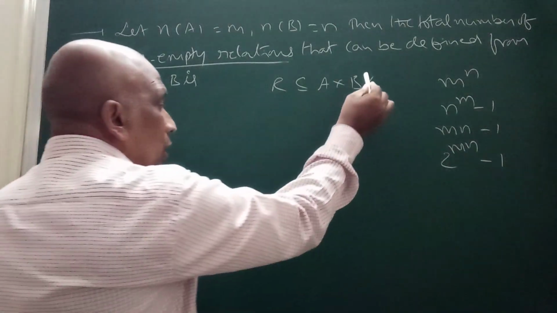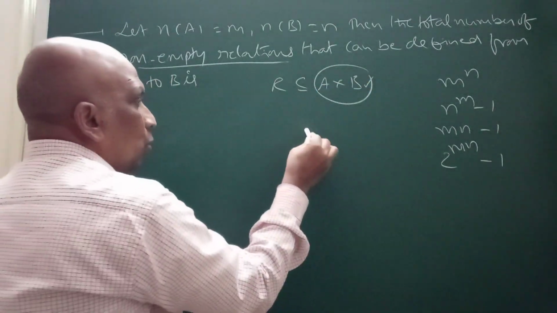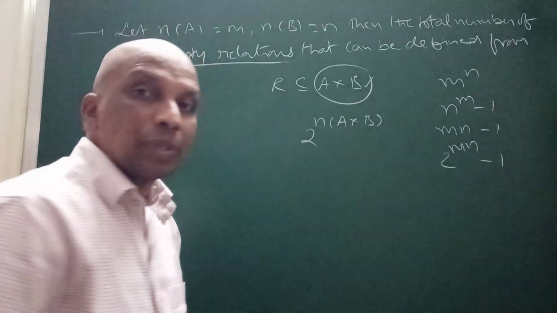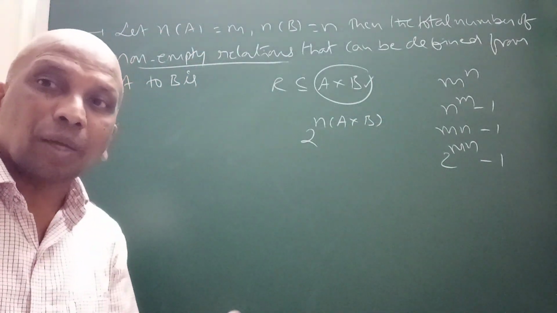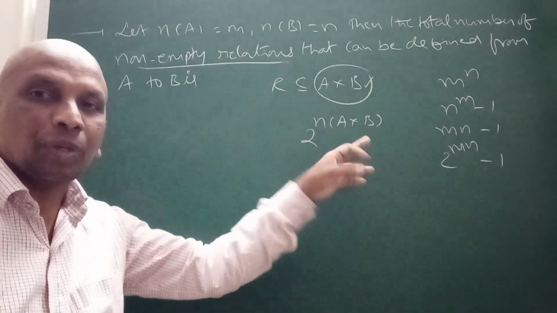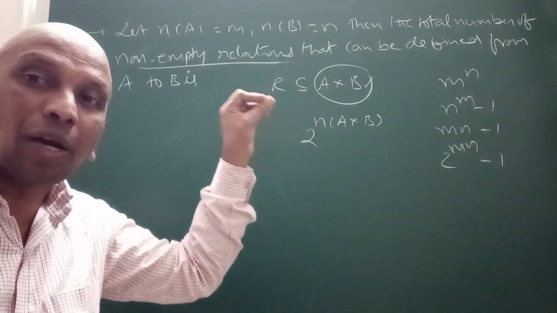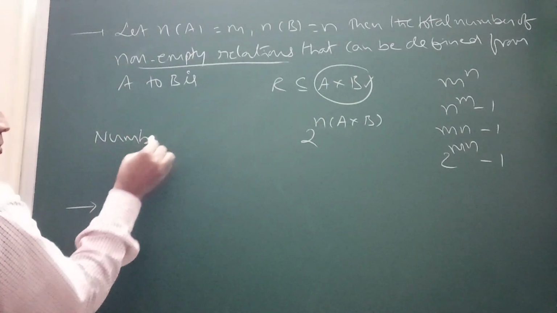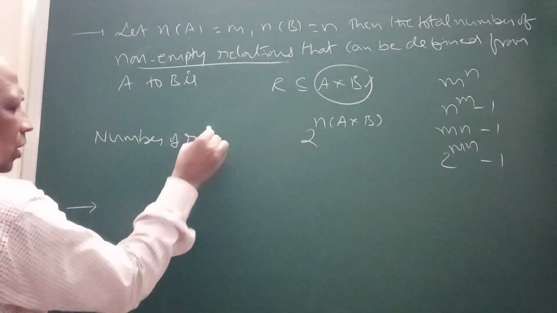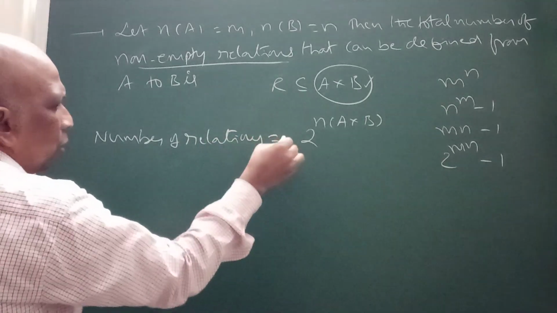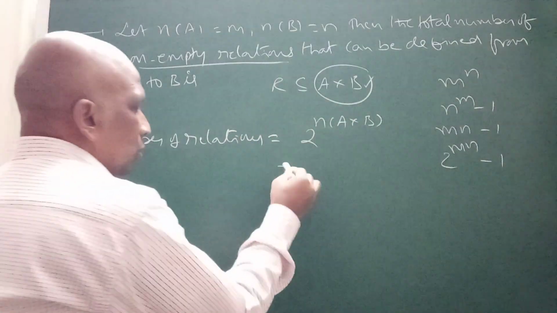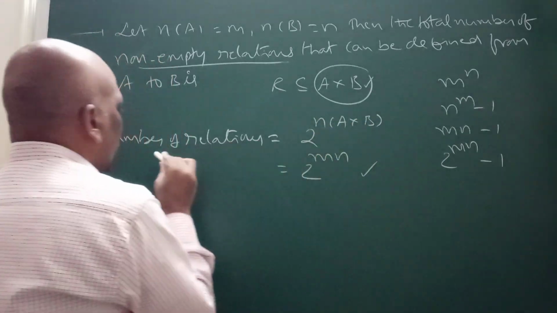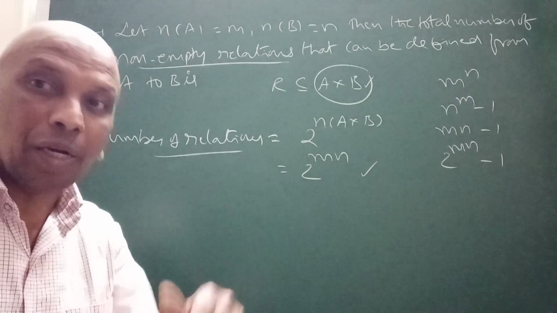So how many subsets can we find for A cross B? 2 power n of A cross B gives the number of subsets of A cross B. This is nothing but the number of relations from A to B. So the number of relations is equal to 2 power n of A cross B, which gives 2 power n of A into n of B, m into n. This is the number of relations, including the empty relation also.